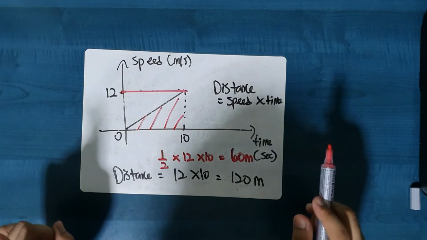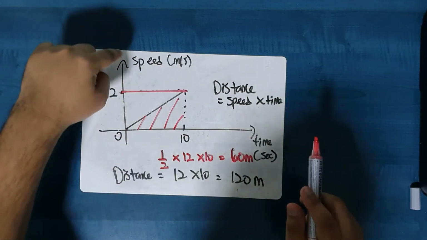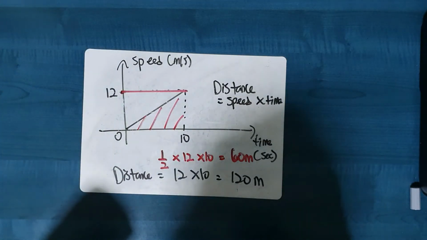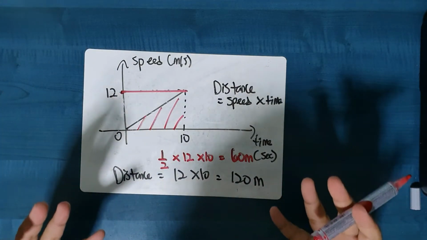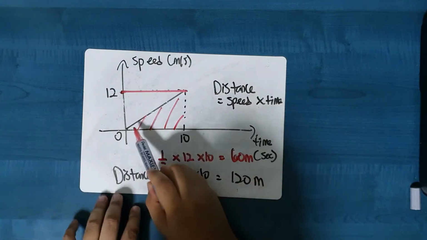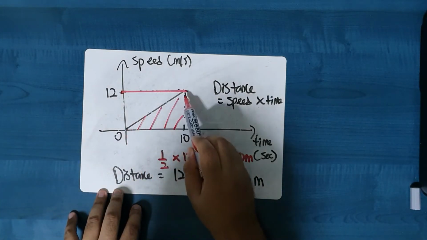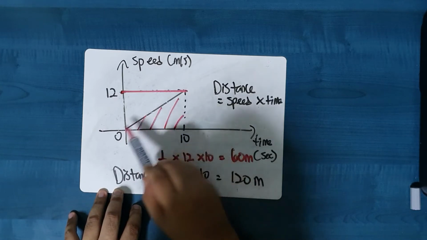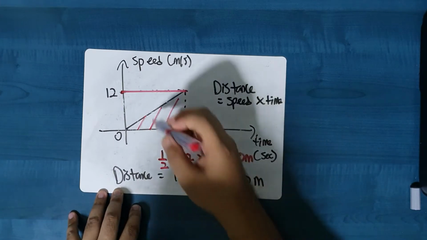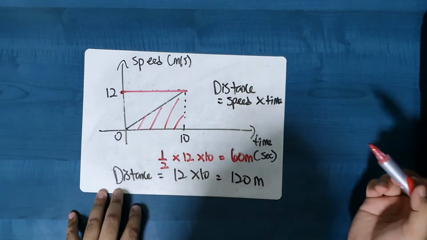So, what have we learned here? In a speed time graph, if I want to find distance, I have to calculate area. Area of what? Area of whatever graph I have. Okay, the area enclosed by this line and the x-axis, which is this red region.